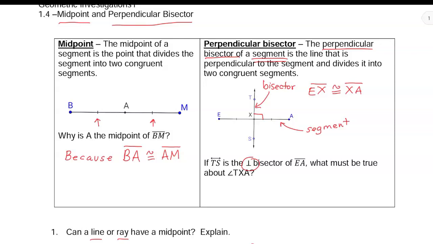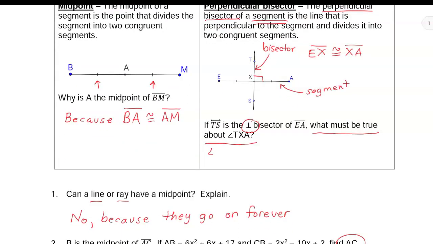So we'll answer this question. What must be true about angle TXA? So you can say angle TXA is a right angle. And since it's a right angle, you can say the measure of angle TXA is 90 degrees.